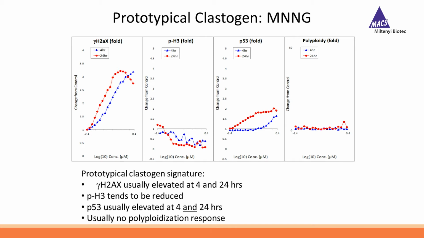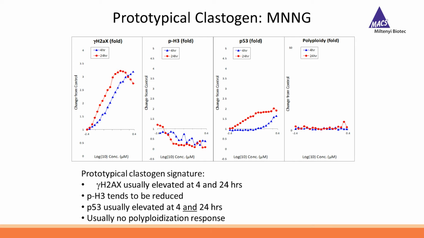Some of the examples of that information, we're looking at a prototypical clastogen here. This is MNNG, and on the left-hand side, we're looking at our indicator of DNA double strand breaks. That's the gamma H2AX marker. You can see at both 4 and 24 hours, we're seeing significant increases in that indicator of DNA double strand breaks because this is a clastogen and it is causing DNA breakage.